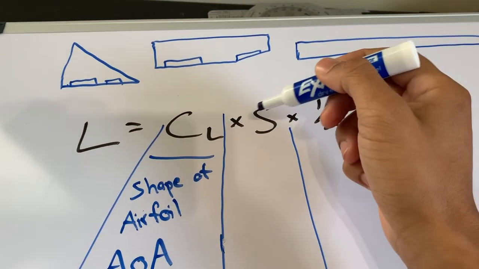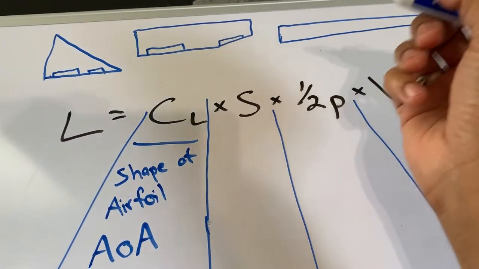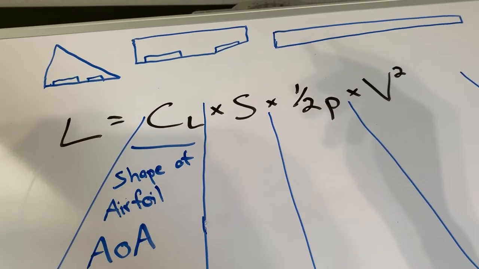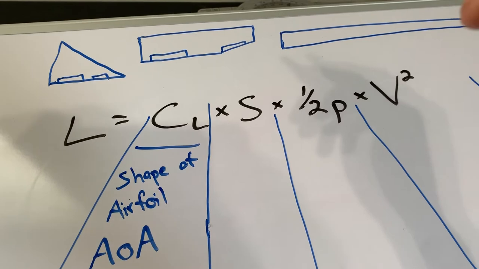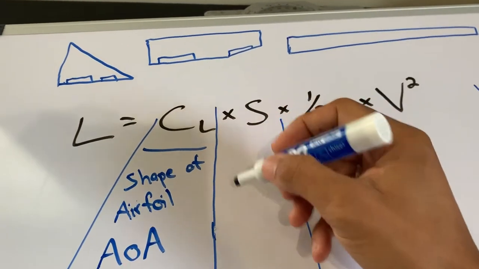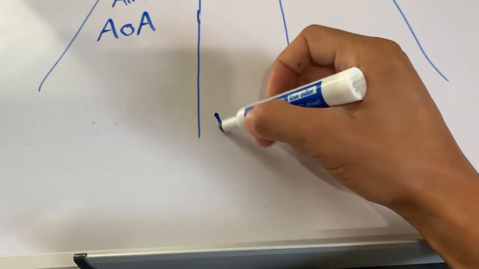Now, surface area is just that. Sometimes it's referred to as planform, P-L-A-N-F-O-R-M. So planform. I'll just write it down here.